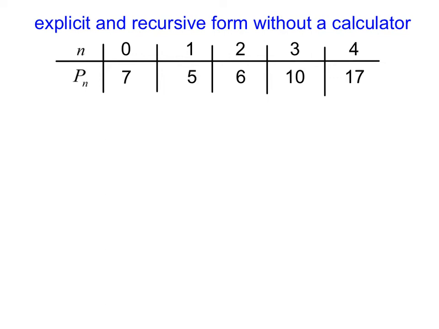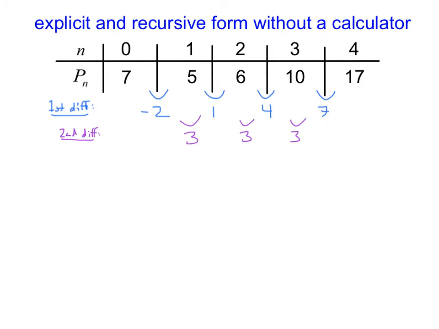Hello there. In this video we're going to go over how to find the explicit and recursive rules of some kind of table without a calculator at all. So I'm going to start by finding the first differences. And they haven't stabilized yet, so I'll find the second differences. And they have stabilized here, so this is going to imply that the whole thing is quadratic, and it's going to have the form ax squared plus bx plus c, or I guess n's in this case.